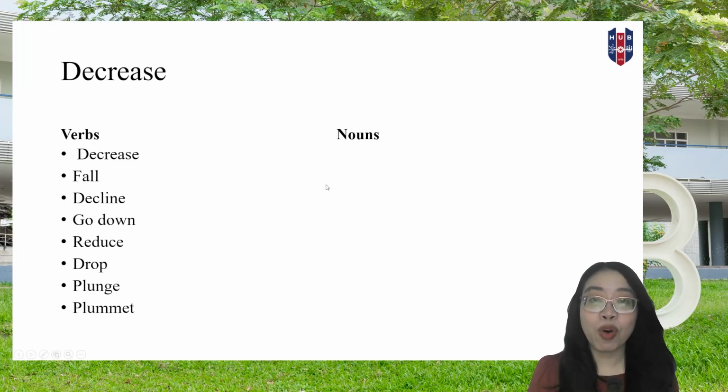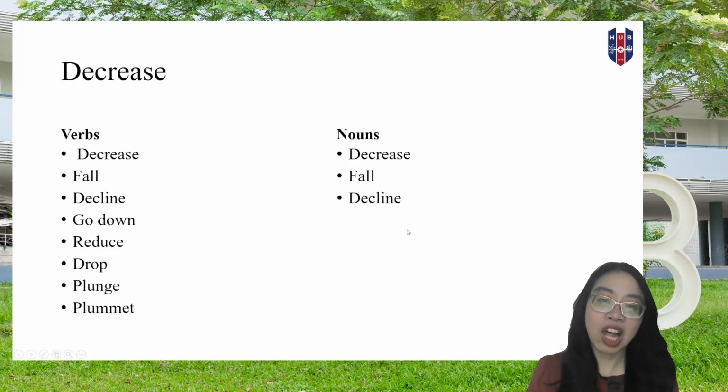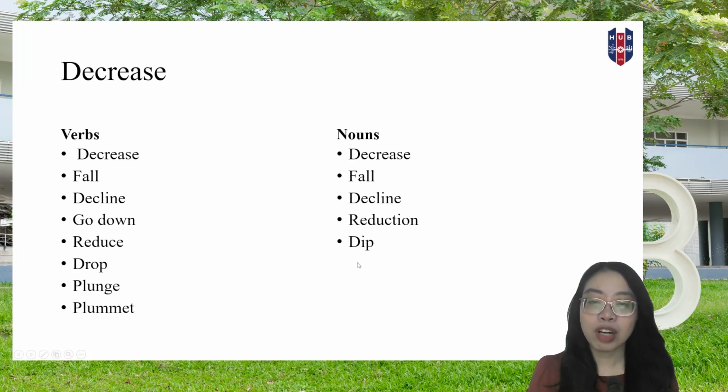Alright, the noun for decrease, yes. The noun for fall, the noun for decline. Go down, we don't have it. For reduce, you need to pay attention, it is reduction, okay? Reduction. Alright, drop is drop, and we also have this one, dip. Dip is a little bit slight, it describes an action where it decreases slightly and then it goes up again, then it will be a dip. Alright, okay, so plunge will be plunge, and plummet will be plummet.